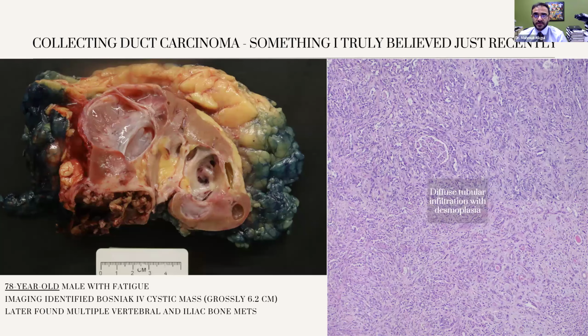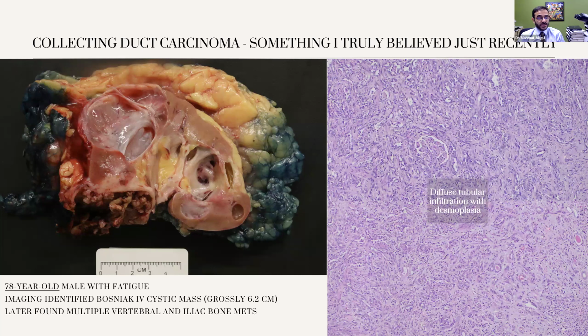Another type of tumor is collecting duct carcinoma. It is a particularly special tumor for me because until recently, I should say, I had high doubts about the very existence of this tumor, collecting duct carcinoma. Again, it's a diagnosis of exclusion. You have to exclude everything before diagnosing collecting duct carcinoma.